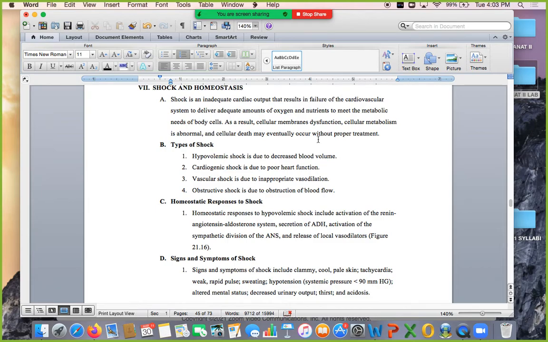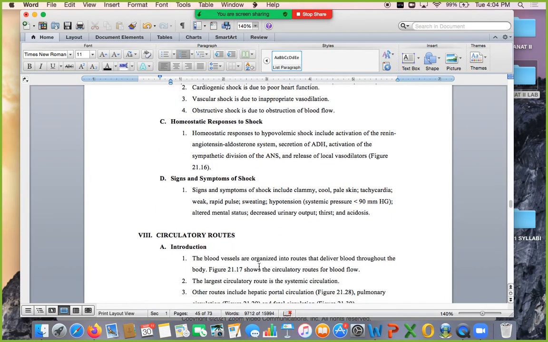Some of our responses to shock can include the renin-angiotensin-aldosterone system, or secretion of antidiuretic hormone, or activation of the sympathetic division of the autonomic nervous system, or we can also release local vasodilators to help try to get more blood circulating. Classic symptoms of shock include clammy skin.